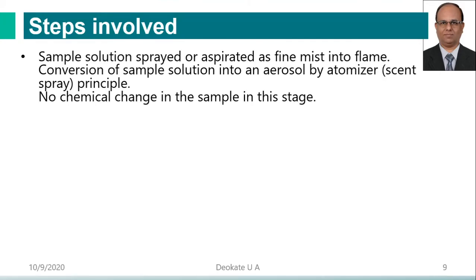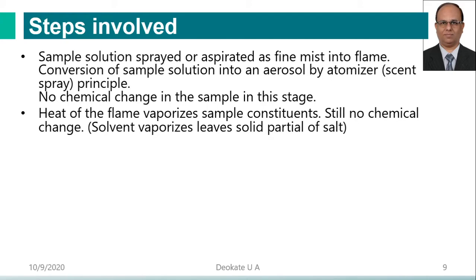So what are the various steps involved? When we are doing flame photometry, the sample solution is sprayed or aspirated as a fine mist into the flame. It is converted to small droplets, which is called nebulization. Conversion of the sample solution into an aerosol is done by the atomizer. Okay, atomizer, that is not automatic. The atomizer converts the sample into the form of a small spray or droplets. In this state, there is no chemical change in the sample. Only the sample is converted into a fine mist.